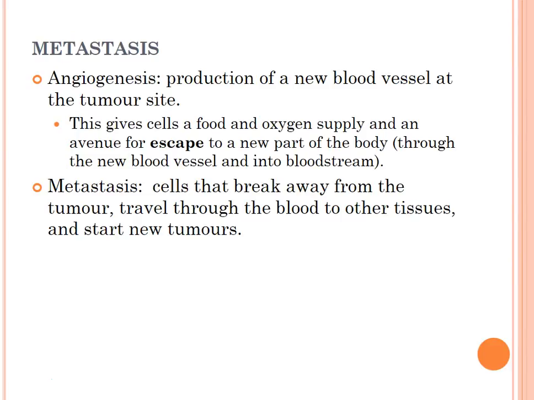So remember, angiogenesis is that production of new blood vessels around a tumor. Again, it's giving that tumor food and oxygen supply. But it's also a way for those tumor cells to break off and escape to another part of the body. So when a cell breaks away from the tumor and travels through the blood to another tissue, we call that metastasis. And that's really dangerous because those cancer cells spread around and start new tumors in different areas of the body. And so this would be how cancer would spread.